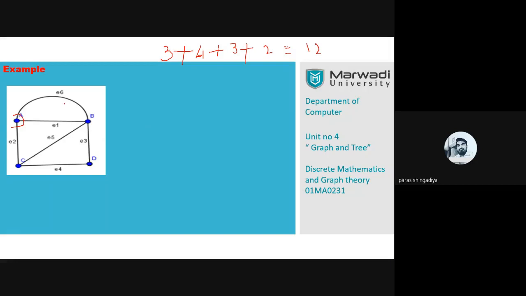And now check the number of edges. So the edges are E1, E2, E3, E4, E5, E6. There are 6 edges, so this answer is equal to 6. We multiply the edges by 2. Clear? 2 times the edges, twice the number of edges. So 2 into 6 will also become 12.